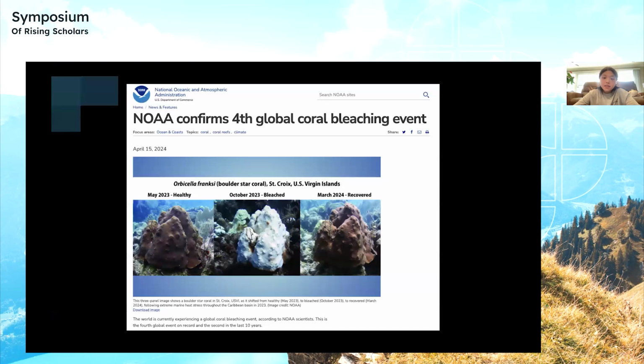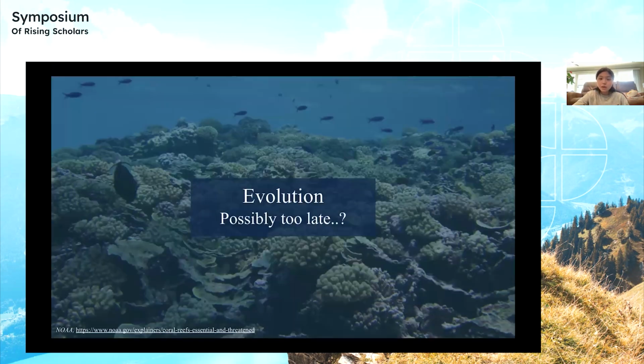And furthermore, just very, very recently, on April 15th of this year, which is literally just a few months ago, NOAA confirmed that we are currently experiencing the fourth global scale bleaching event. And the significance of this is that this is already the second global scale bleaching event that happened in the last 10 years. So we can see that bleaching is occurring more frequently. And so a valid question to ask is whether corals will be able to react in time. And the answer is probably not, because coral as a population are very vulnerable and they take a long time to get sexually mature to reproduce.